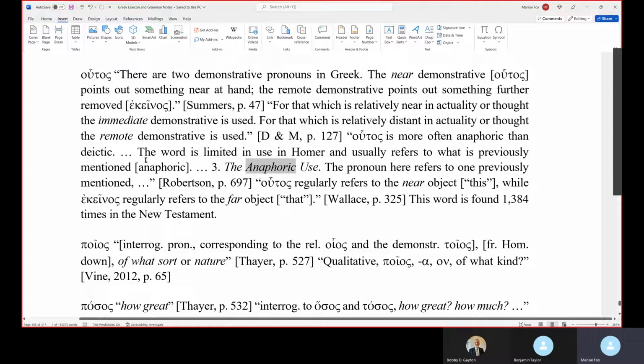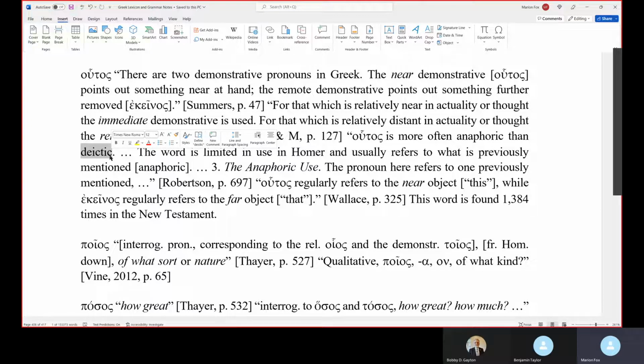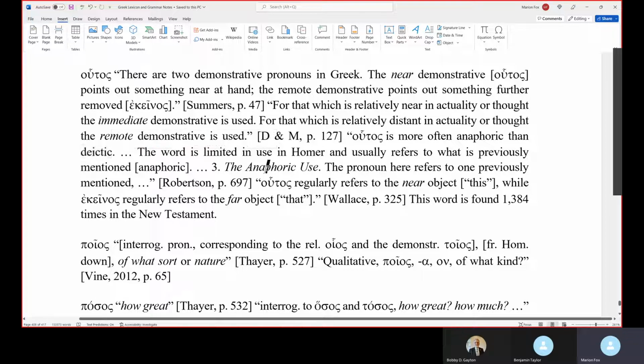Okay, is that okay? All you've got to do is cut and paste it, and press Control H if you have Microsoft Word, and put this word in there and you'll find it. Okay, let's go to anaphoric here.